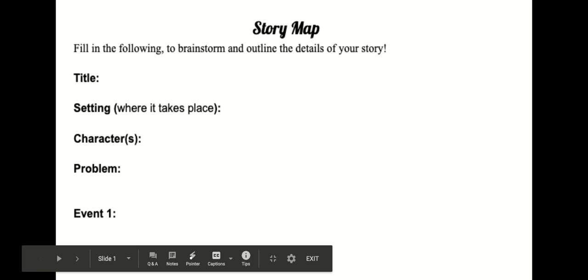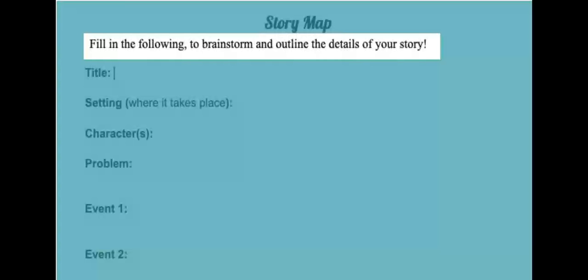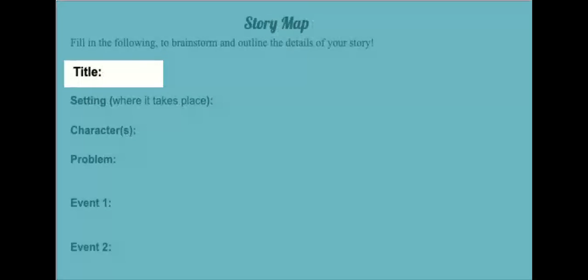This week, we're going to start by outlining our historical narratives. We're going to be using the story map to help guide our outline. First, you want to fill in the following to brainstorm and outline the details of your story.